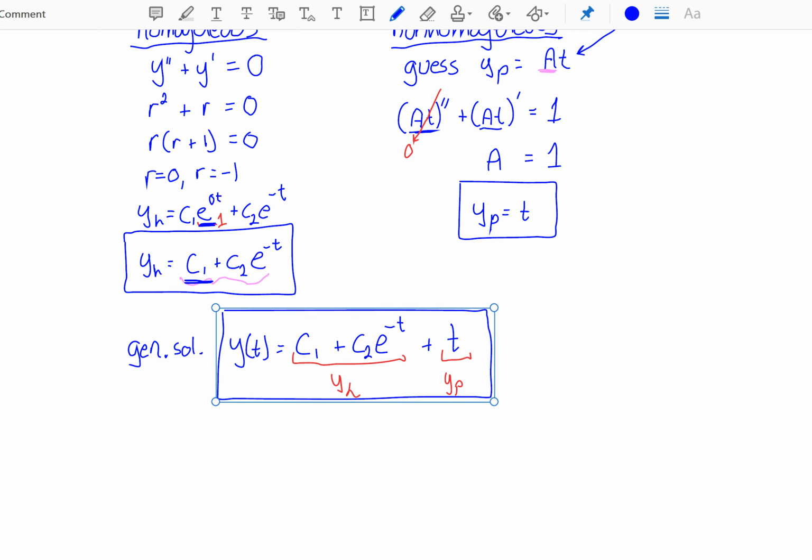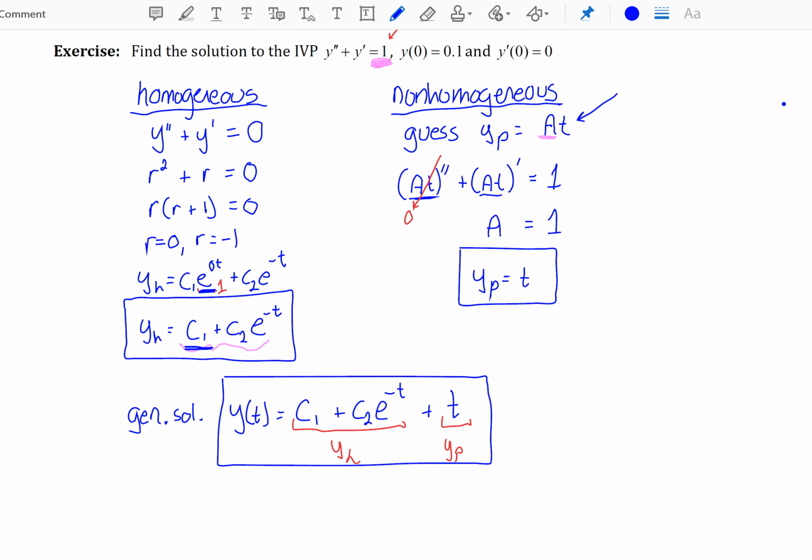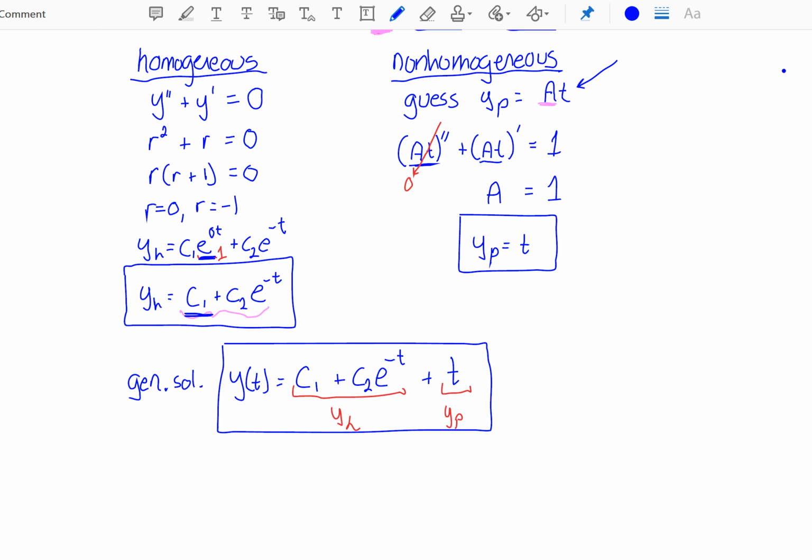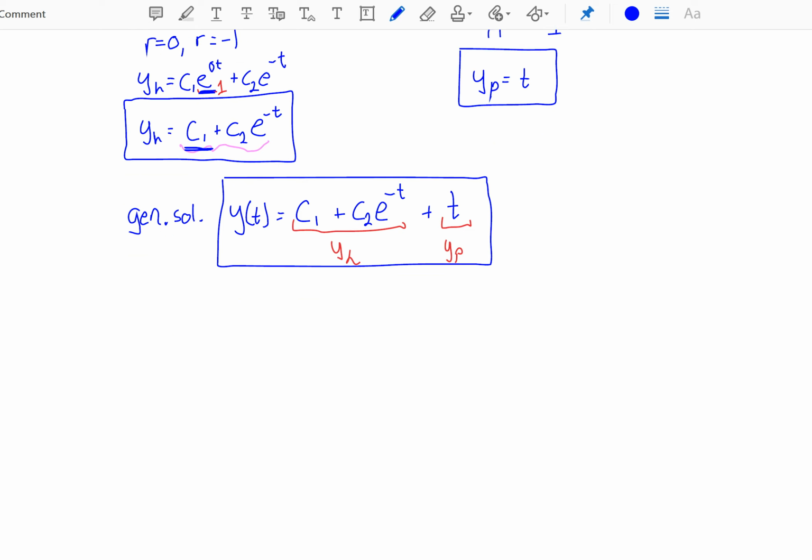Now in this problem we were given an initial value problem, so we still need to go and find out what our constants c1 and c2 are. So remember, when we're given our initial conditions, one of them is on position, one of them is on our velocity, our first derivative. So let's go find our first derivative. So now we'll have y prime of t. Now if c1 is some constant, its derivative is 0. And the derivative of c2 e to the negative t would be negative c2 e to the negative t. And the derivative of t is just 1.